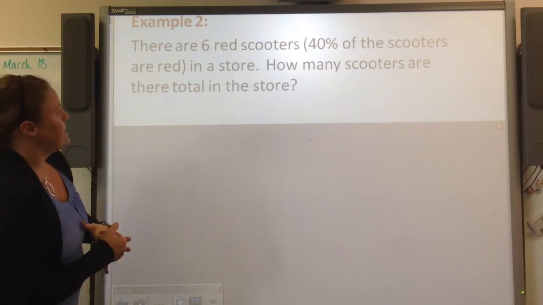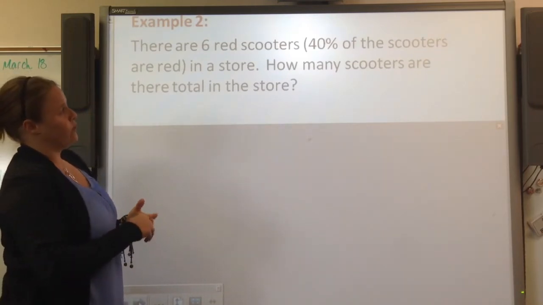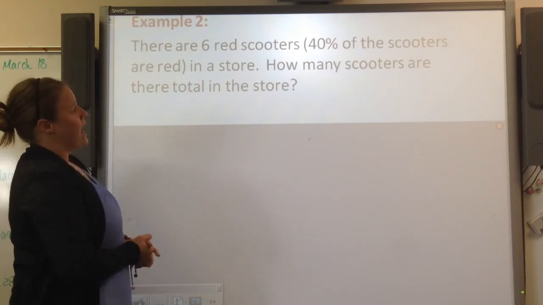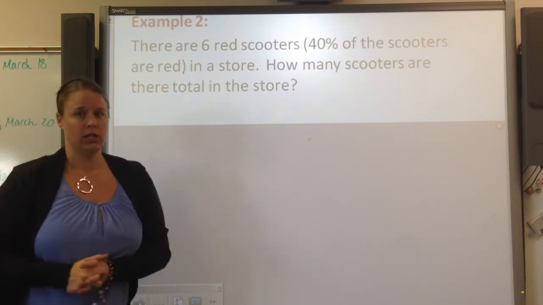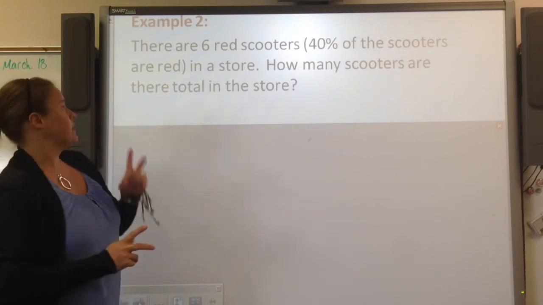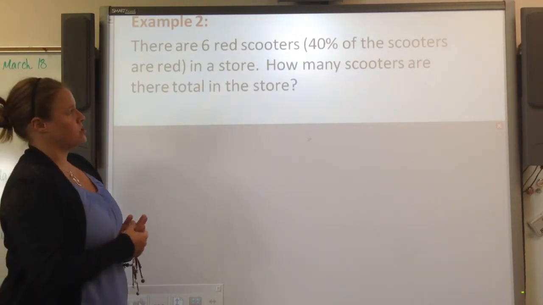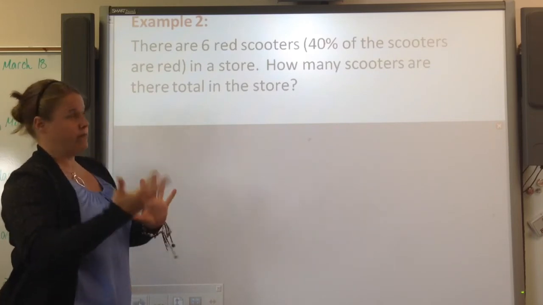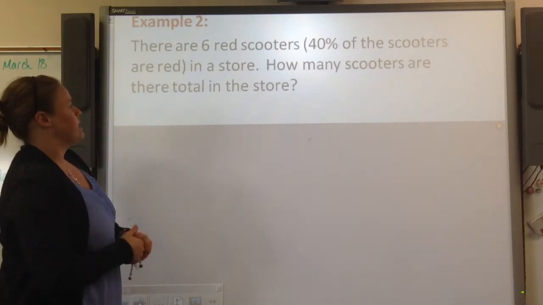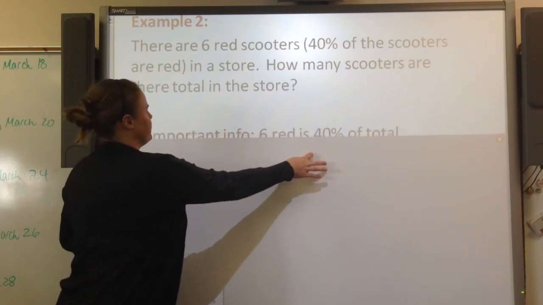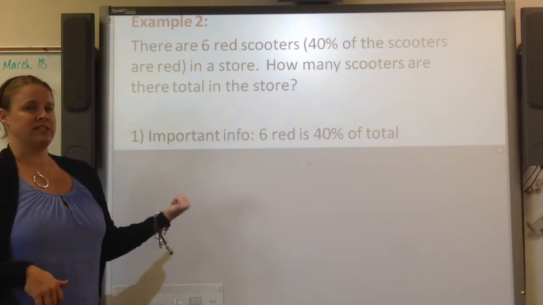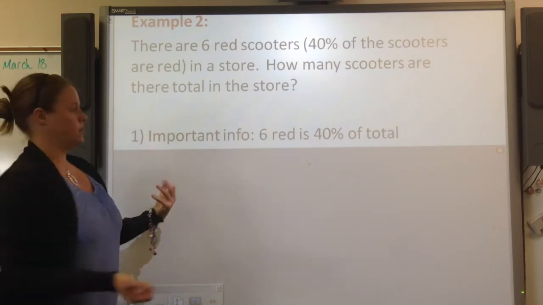Example 2. There are 6 red scooters. 40% of the scooters are red, okay, in a store. How many scooters are there total in the store? So read it again. There are 6 red scooters. 40% of the scooters are red of the whole store inventory. How many scooters are there in total? So the first part is important information. 6 red is 40% of the total amount in the store.